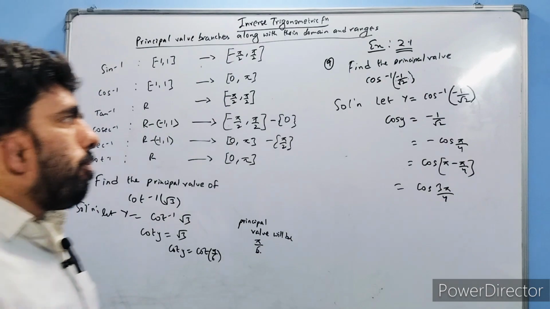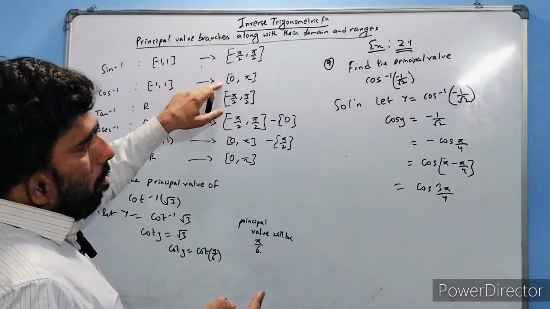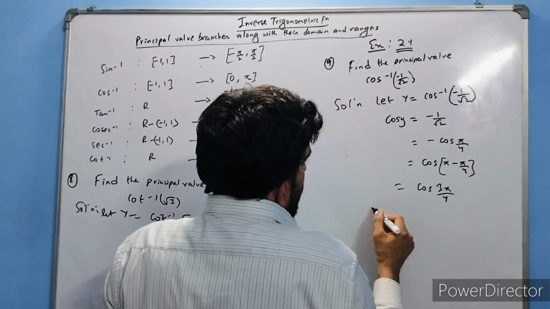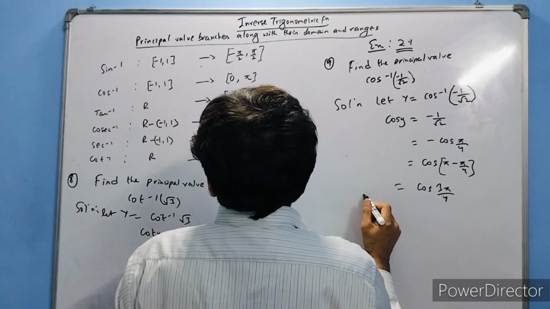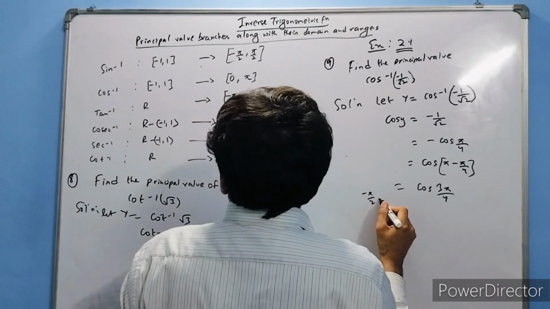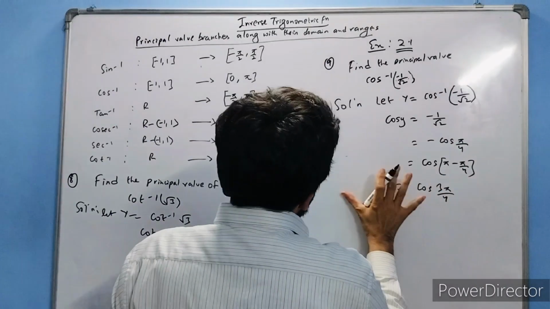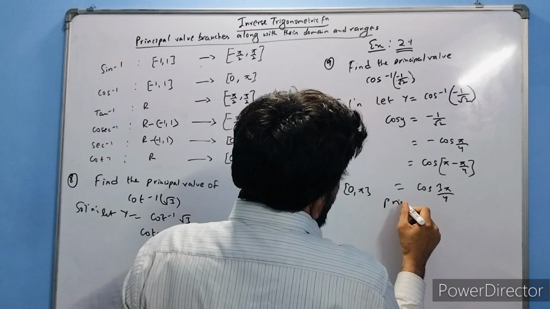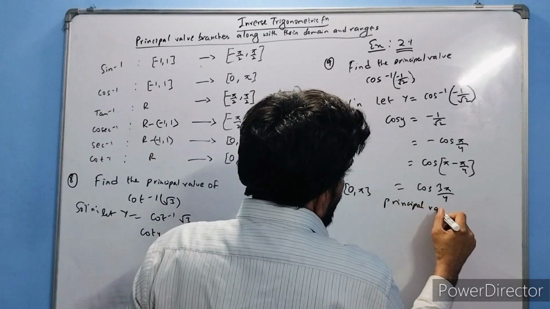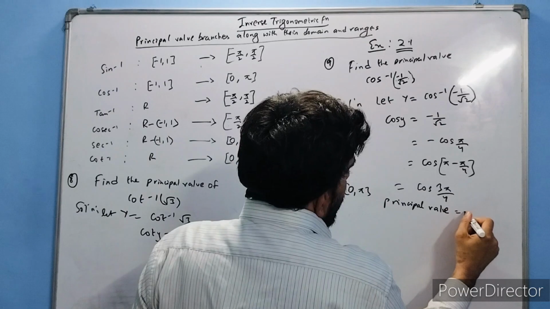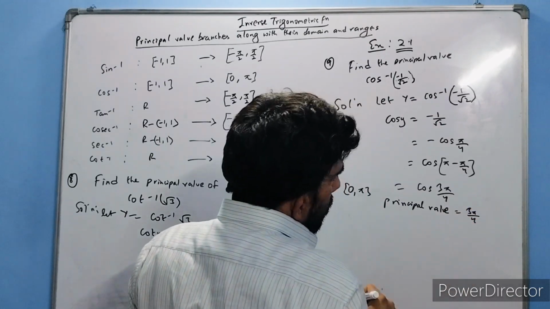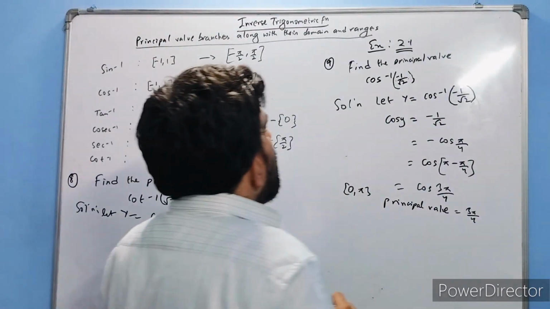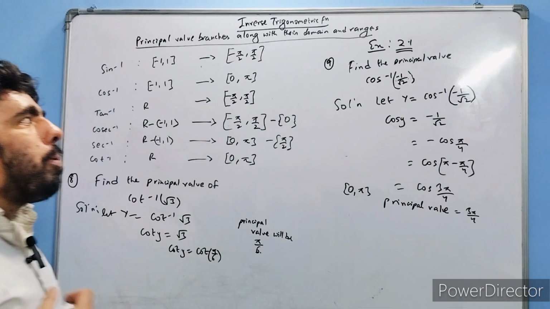We know that the range will be between 0 to pi. So in the range 0 to pi, its principal value will be 3 pi upon 4. That is how we can easily find the principal value of such inverse trigonometric functions.